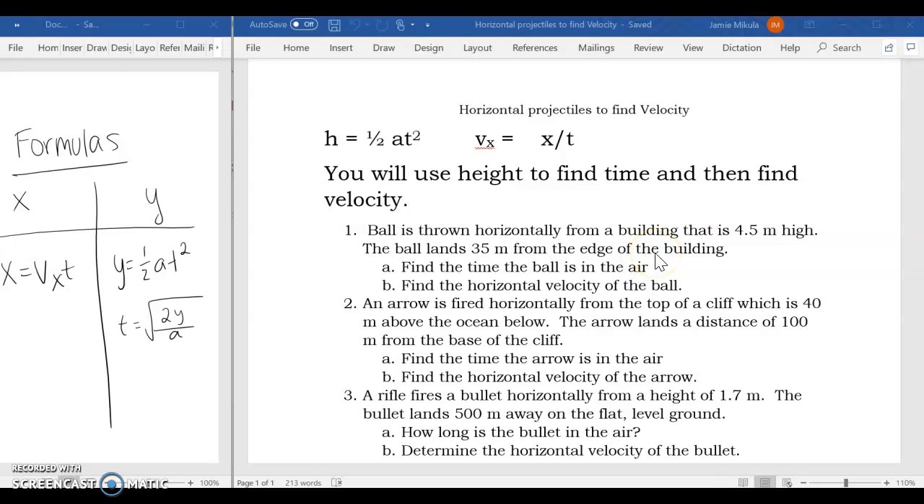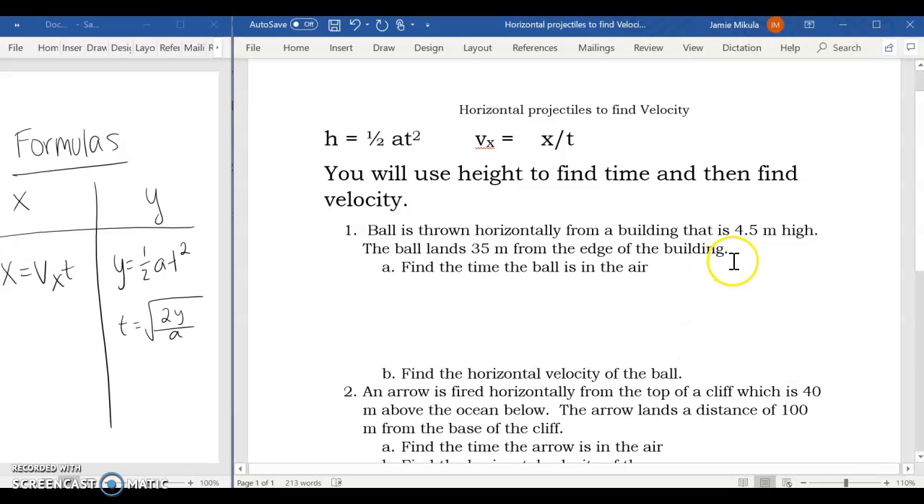All right, so Coach Pfaff put up an assignment today, horizontal projectiles to find velocity. So I will work these out and make sure you guys know how to do them. All right, so number one says a ball is thrown horizontally from a building that is 4.5 meters high. The ball lands 35 meters from the edge of the building. So the first step there is going to be to find time.